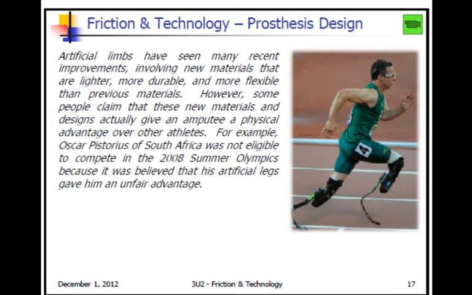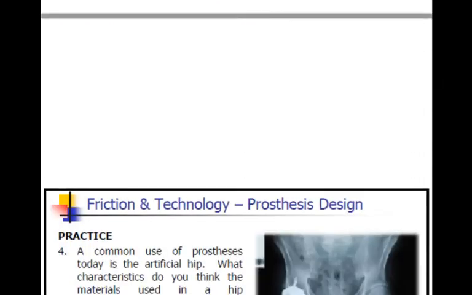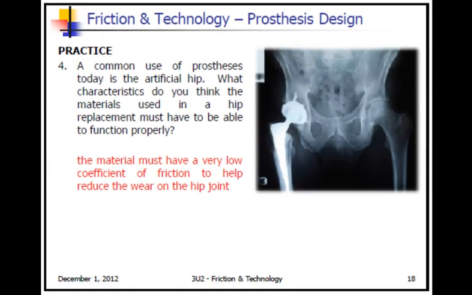Artificial limbs have seen many recent developments involving new materials that are lighter, more durable, and more flexible than previous materials. However, some people claim that these new materials and designs actually give an amputee a physical advantage over other athletes. There are some stories about that you can read about, but we won't go through that in this course.